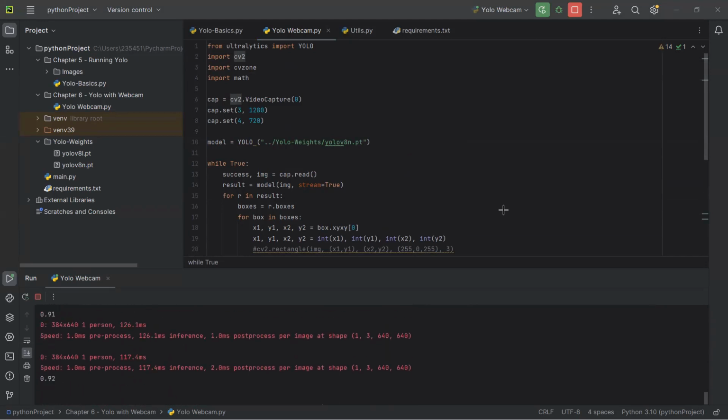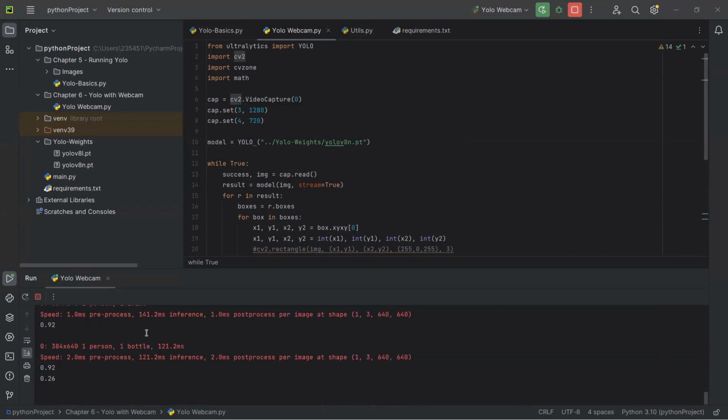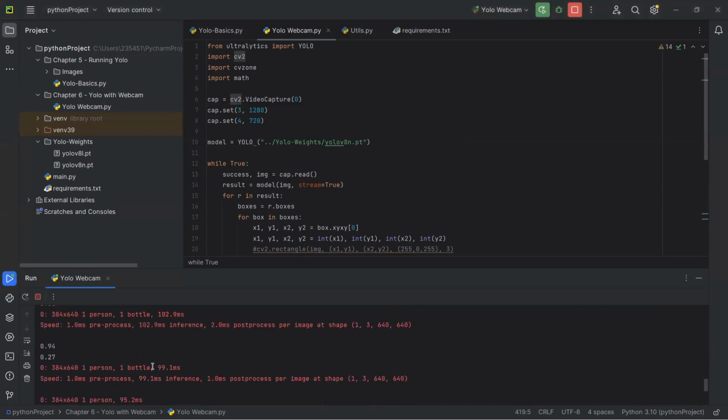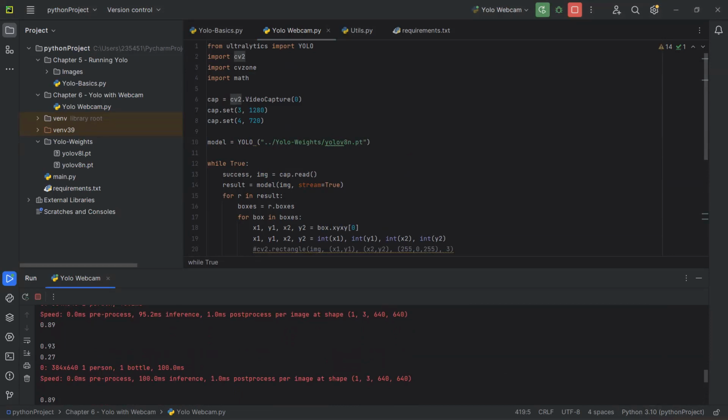So now, apart from the video, you can see there is one person, one bottle, and something is detected, right? The video is showing the probability of how confident the intelligence system is that something is there in front of it. So 0.92 reflects that my algorithm is 92% sure that a person is in front of the device itself. So this is how this program works.